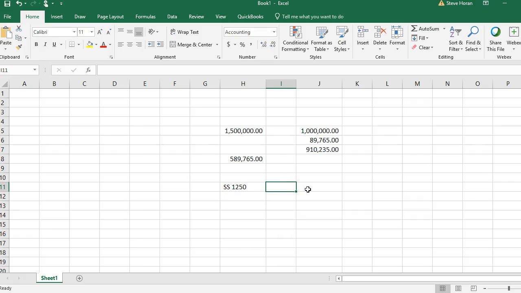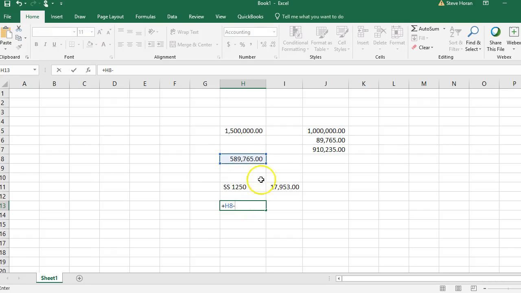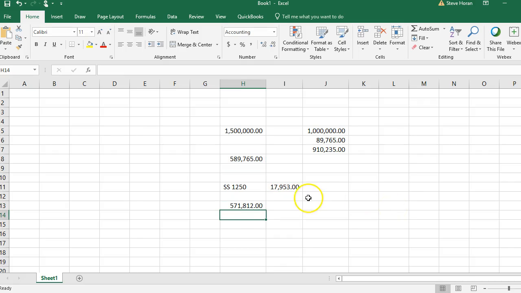So SS means section, and this is section 1250. And what I'll do is take the 89,765, the depreciation, and I multiply that by 20%. And I get 17,953. So my recapture is 17,953. And then everything else is the regular gain, so what I can do then is I take the regular gain of 589,765. I back off the section 1250, 17,953, and I get the other part of it, the recognized gain of 571,812. So recognized gain and the section 1250 recapture.